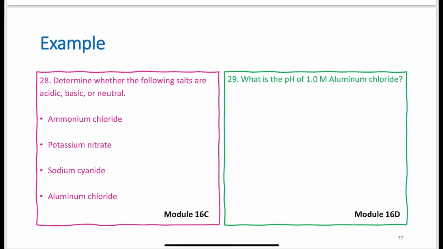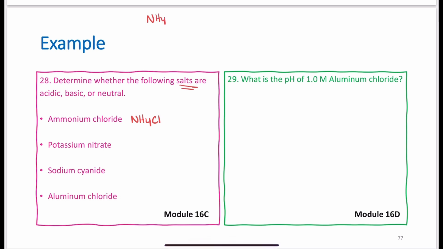Number 28. Determine whether the following salts are acidic, basic, or neutral. Okay, first you've got to figure out what they are. So ammonium chloride is NH4Cl. I know they're salts, and I'm going to assume that they're all going to be soluble in solution. We don't deal with partially soluble until the next chapter, so I'm going to assume they're all soluble.